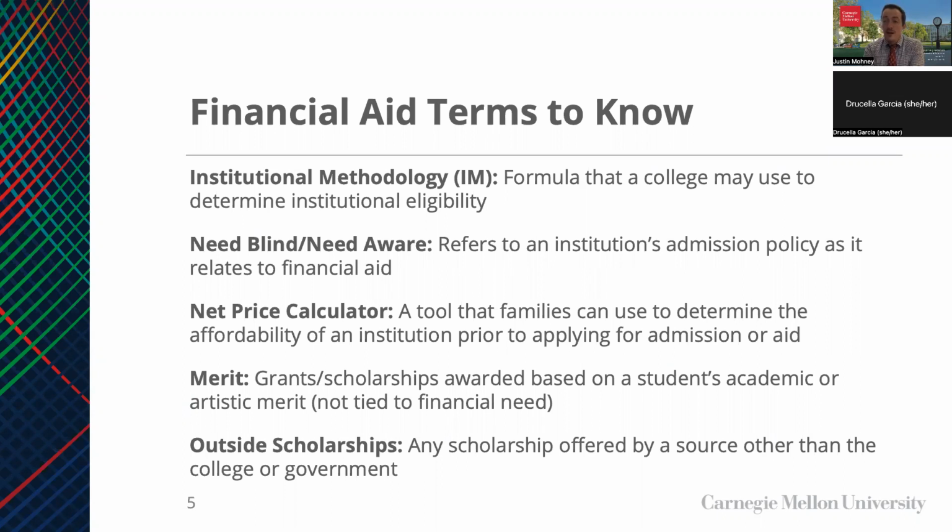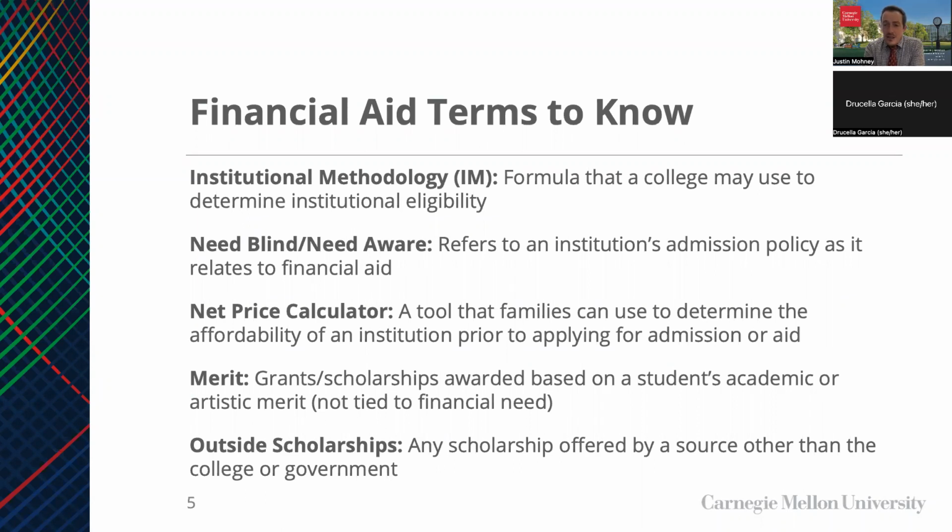At a need-aware institution, they might use certain financial data in making admission decisions and determining whether or not to invite a student into the community. So as you're looking at different institutions, as you're reading about their policies, these are two terms that you will see to distinguish between those two practices.